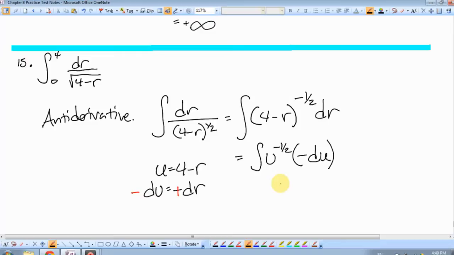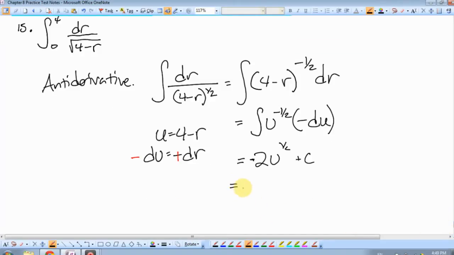All right. Almost done. Negative 1 half plus 1 is 1 half. The reciprocal of 1 half is 2. So this is 2 times negative u to the 1 half plus a constant, which equals negative 2 square root of 4 minus r. Okay. A very common mistake is to forget that negative. Super common.